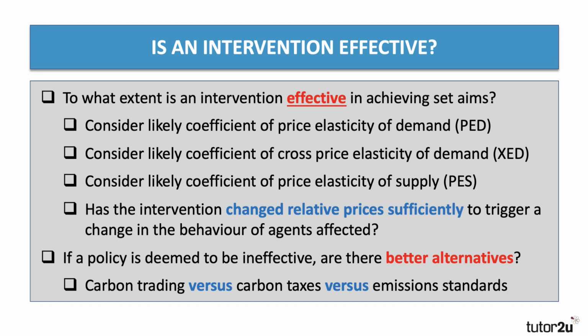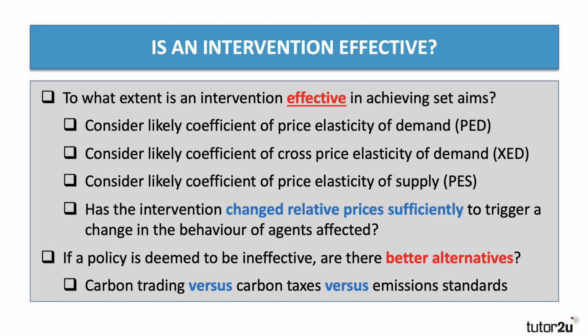Consider the coefficient of cross-price elasticity. If you increase the tax on plastic packaging, will manufacturers switch to recycled plastic? Okay, that would be cross-price elasticity. Consider the likely coefficient of price elasticity of supply. Many students missed this out. So let's say the demand for plastic recycled products goes up, or products made using recycled plastic.